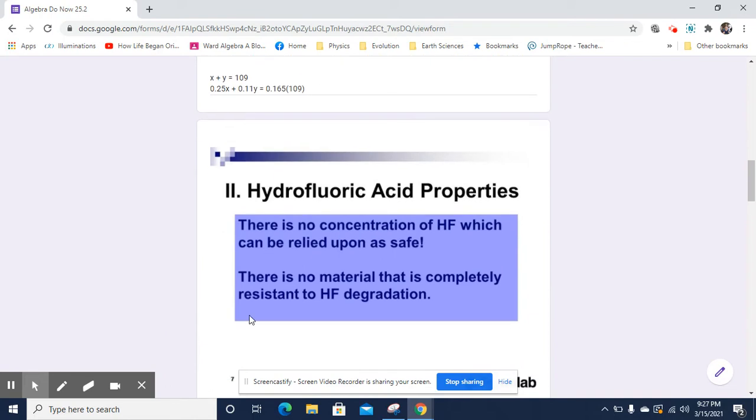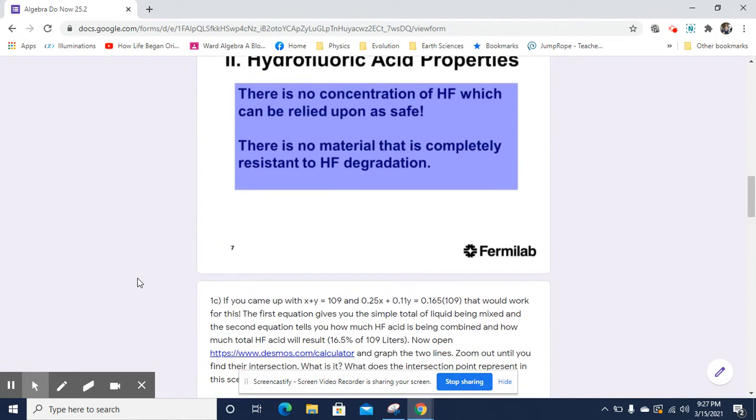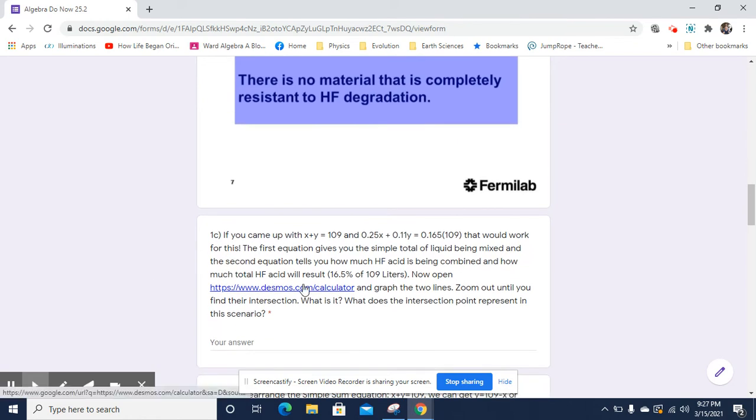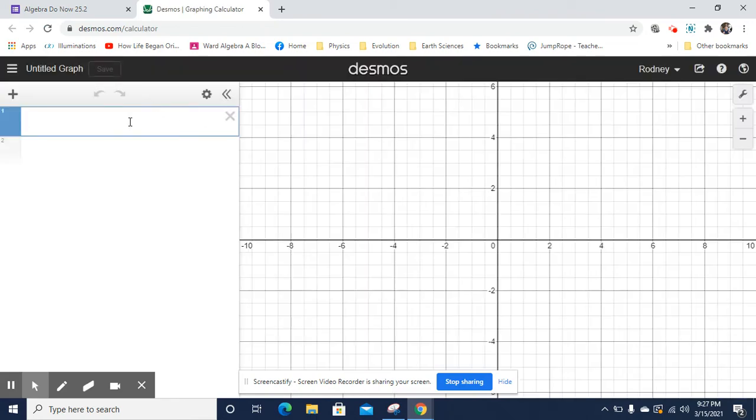Oh, there's no concentration of hydrofluoric acid which can be relied upon as being safe, and there's no material that's completely resistant to degradation by hydrofluoric acid. In other words, you can't contain it. Whew, dangerous stuff. So here we go. Let's go into Desmos and work this out.